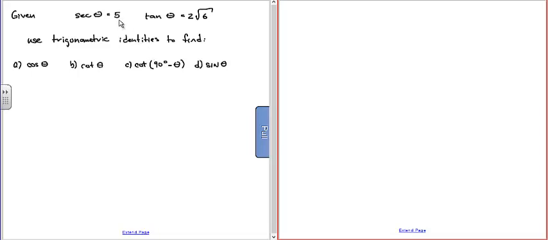So we are given that the secant of theta is 5 and the tangent of theta is 2 times the square root of 6. And it says find these other trig functions. So let's think about that. Let's draw a right triangle. Here's the right angle. Here's theta.